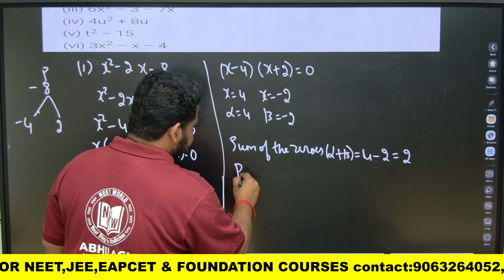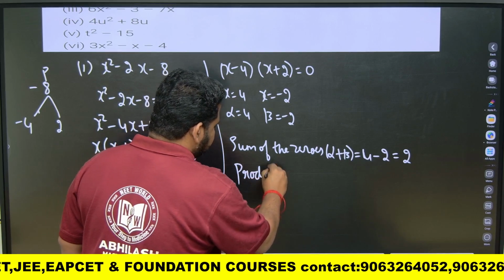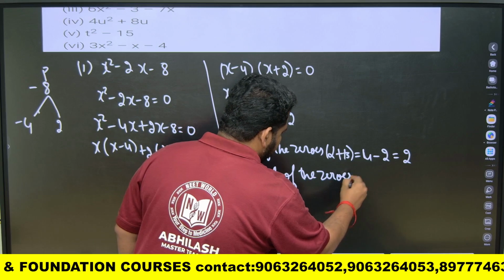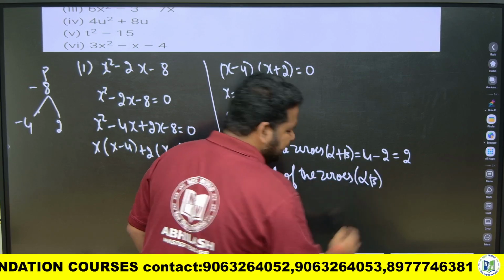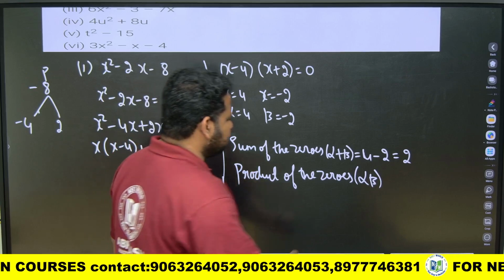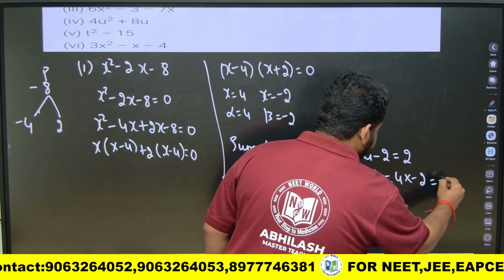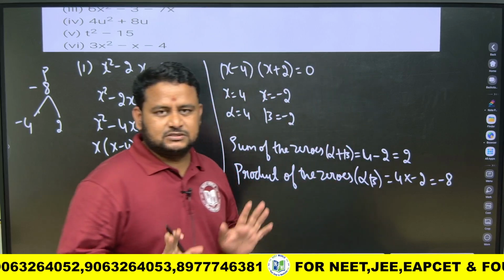Product of the zeros. Product of the zeros is nothing but, as it says, product alpha into beta. Alpha into beta is 4 into minus 2. That is 4 2s are 8, minus is there, it will become minus 8, friends. So this is how it is done.